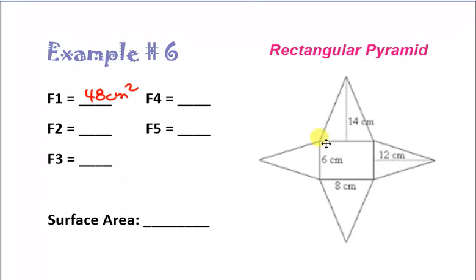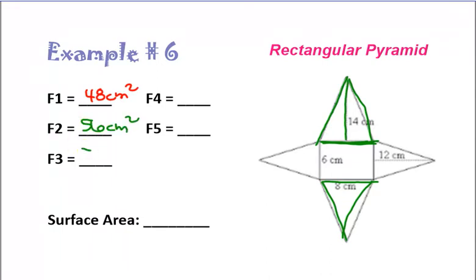Now, remember with the last one, I had a square on the bottom, and since all sides were the same, all the triangles are going to be the same. Well, not in this case. So let's work with this triangle right here. So this right here is the same as this. And so these two triangles are going to be exactly the same. So it has a base of 8 and a height of 14. So 8 times 14 times 0.5 is going to give us 56 centimeters squared.